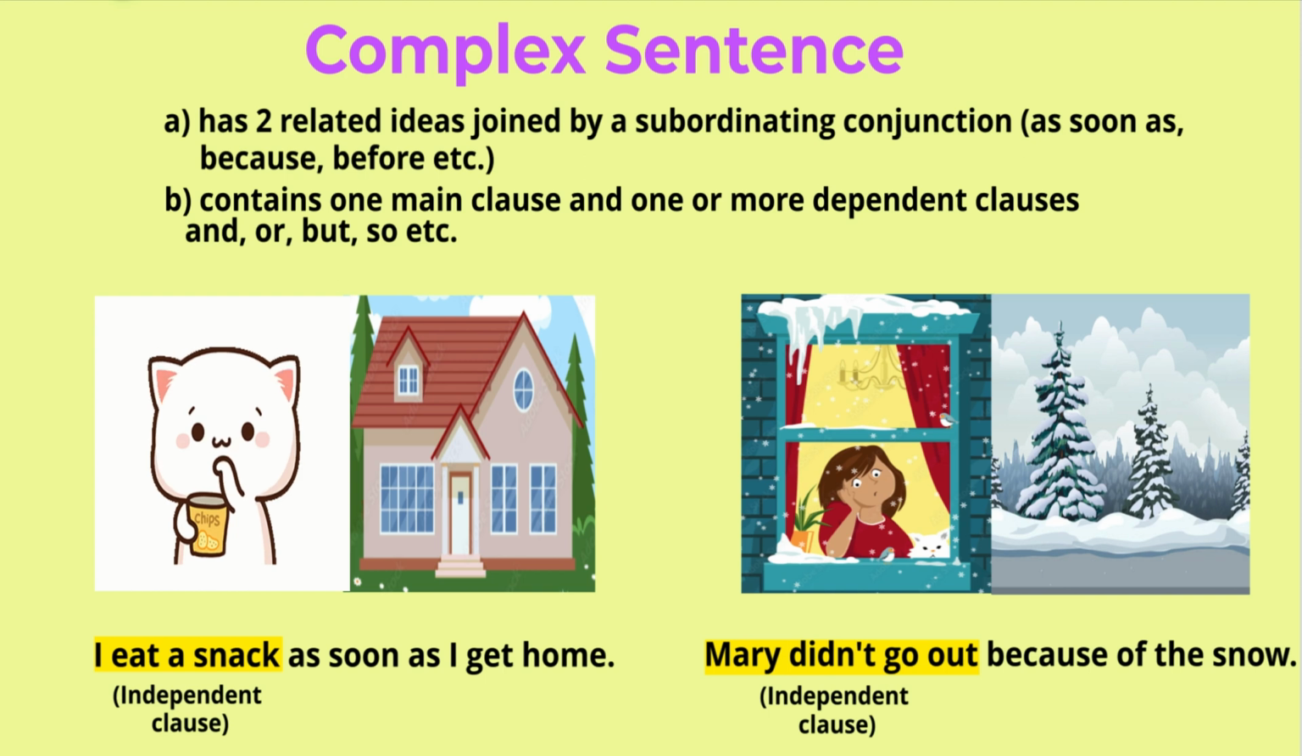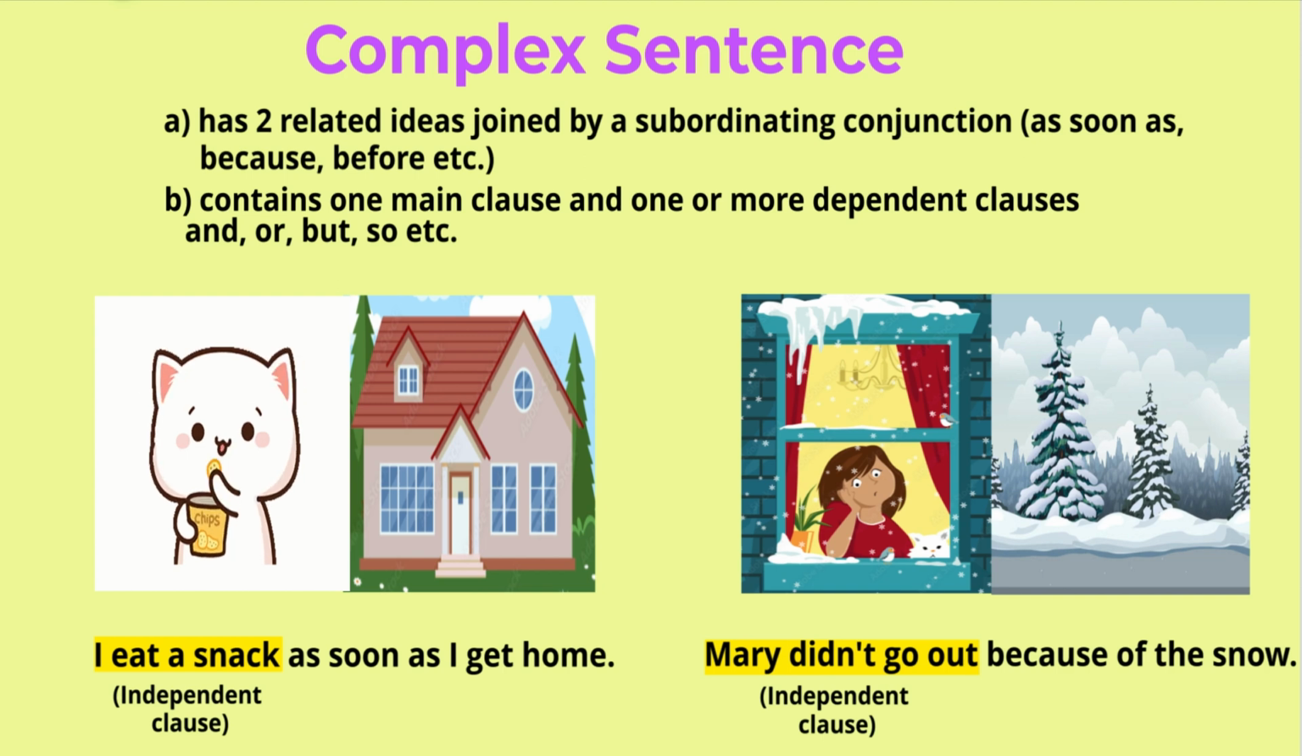Here, independent clause: Mary didn't go out. Mary didn't go out makes sense, gives a complete thought, and it is an independent clause. Because of the snow. Does it make sense? It's not complete. So you're joining that with a subordinating conjunction, because of the snow. Mary didn't go out because of the snow. So this would be a complex sentence.